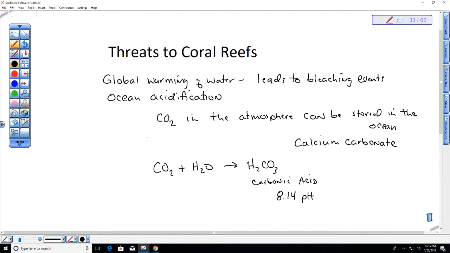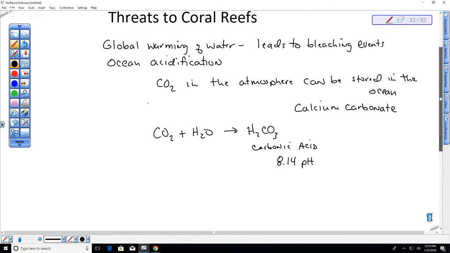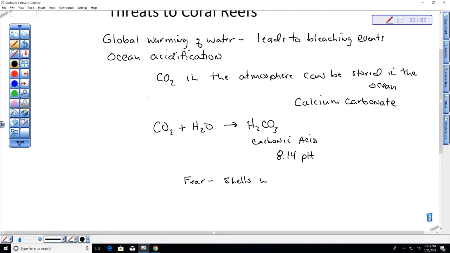So the oceans tend to be basic, but if they become more acidic, if they move more towards 7, then what is going to happen is that you're going to start to get shells and creatures that produce shells dissolving. So the fear is that shells will dissolve, and it'll be harder for sea creatures to create these shells. There's some evidence already that this is happening even off the coast of Oregon. When we have oyster farming off the coast of Oregon, they're having a hard time with the larvae because the larvae are not able to produce a shell that is very strong. And it's thought to be because the pH is decreasing in the waters. So that's a big threat to coral reefs.